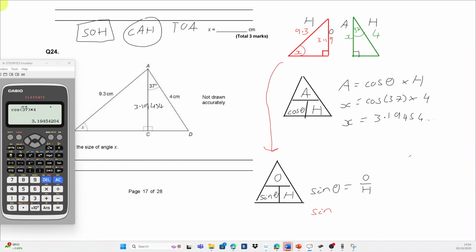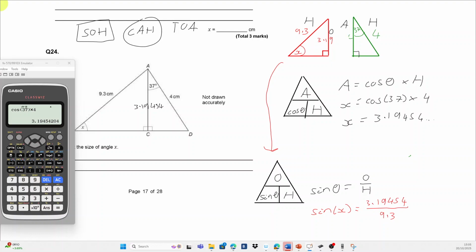Now, sine of the angle theta, which is x, is going to be equal to the opposite side. The opposite side here is this number, 3.19, but don't write it in short, write it as 3.19454. I'm going to divide this through by the hypotenuse, which is 9.3.